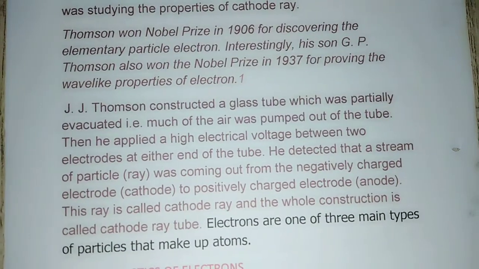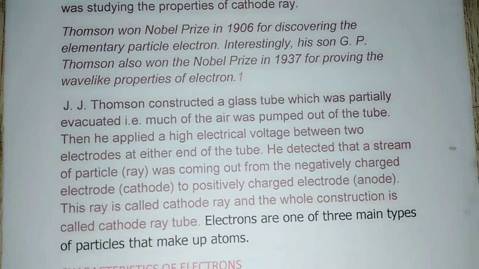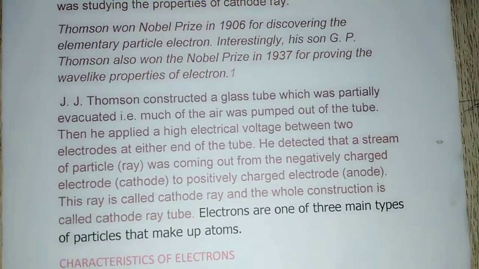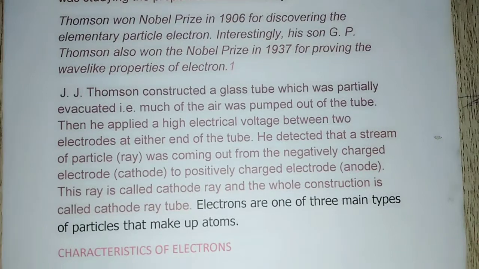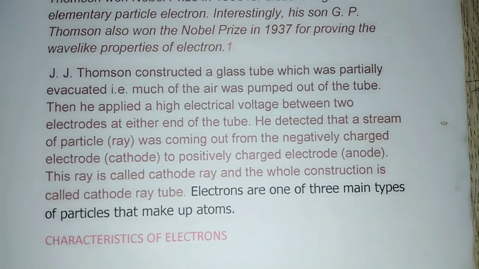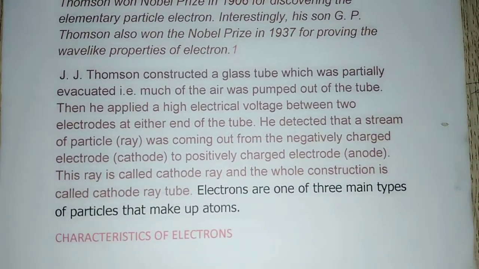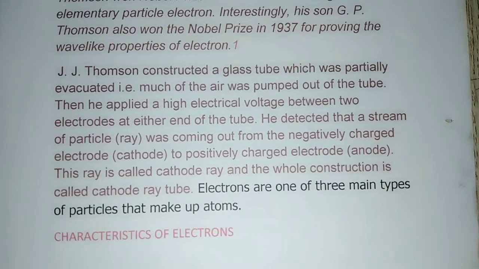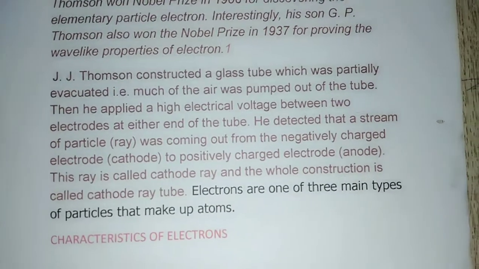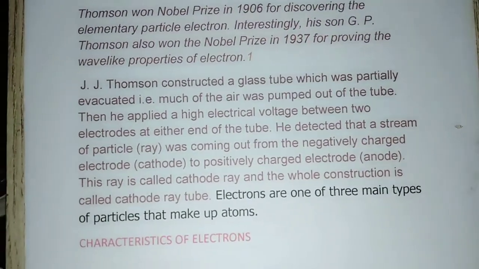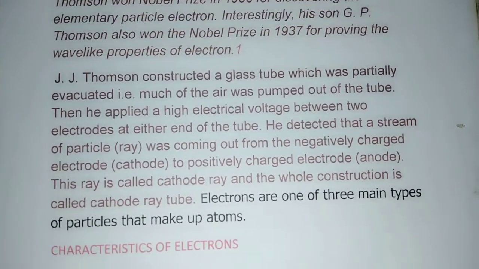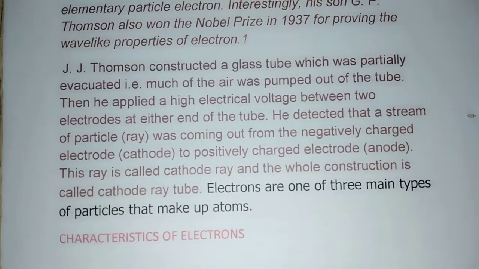J.J. Thomson constructed a glass tube which was partially evacuated, that is, much of the air was pumped out of the tube. Then he applied a high electrical voltage between two electrodes at either end of the tube. He detected that a stream of particle rays was coming out of the negatively charged electrode, the cathode, to the positively charged electrode, the anode. This ray is called cathode ray and the whole construction is called a cathode ray tube. Electrons are one of the three main types of particles that make up atoms.